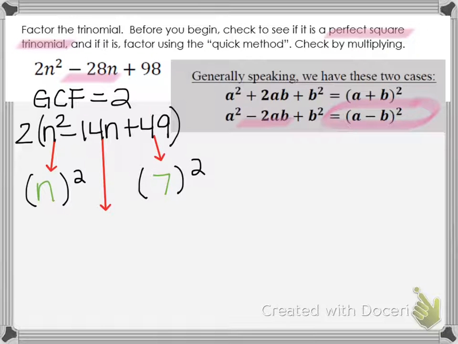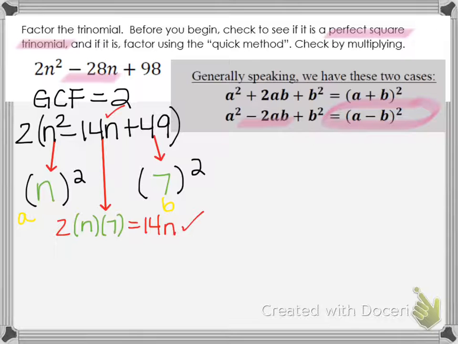Now I have to check the middle term. So I multiply the n times the 7 and then I double it. And I get 14n. So that matches the middle term. Now you might say, well, wait a minute, what about the negative sign? Don't worry, that's why we use the formula. That'll come in just a second. So now I figure out my a and my b. So my a is n and my b is 7. So I'm ready to write my final answer.